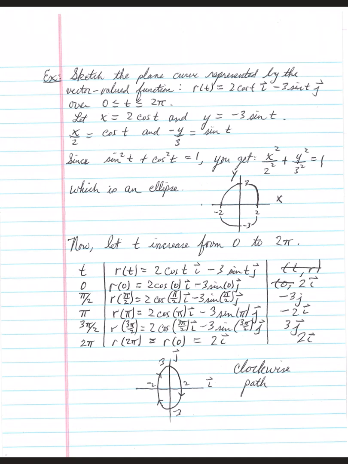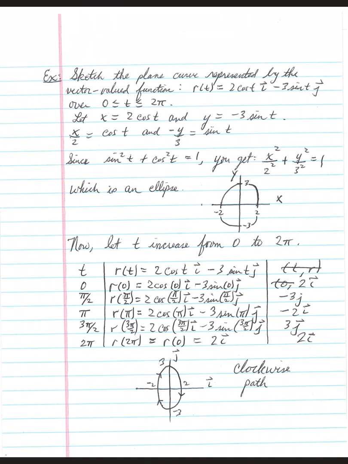Sketch the plane curve represented by the vector-valued function r of t equals 2 cosine t times vector i minus 3 sine t times vector j over the interval from 0 to 2 pi. We're going to let x be 2 cosine t, and we're going to let y be negative 3 sine t. If you divide this equation on both sides by 2, you get x over 2 equals cosine of t. Dividing this equation on both sides by negative 3 will give you sine t.